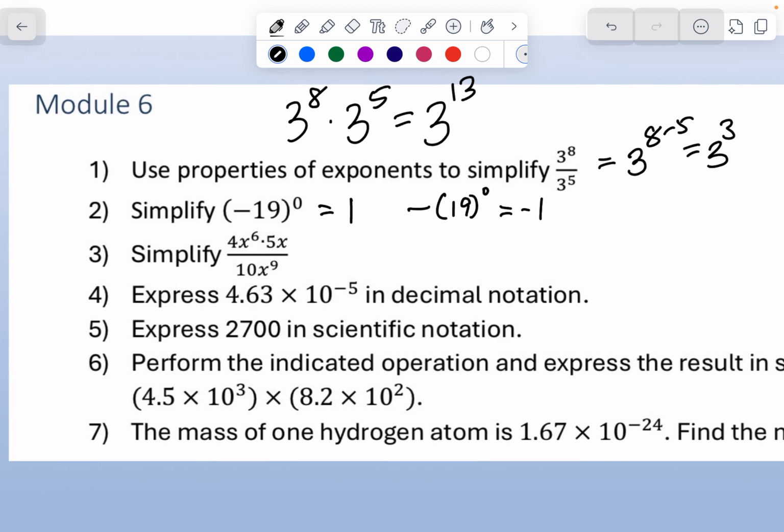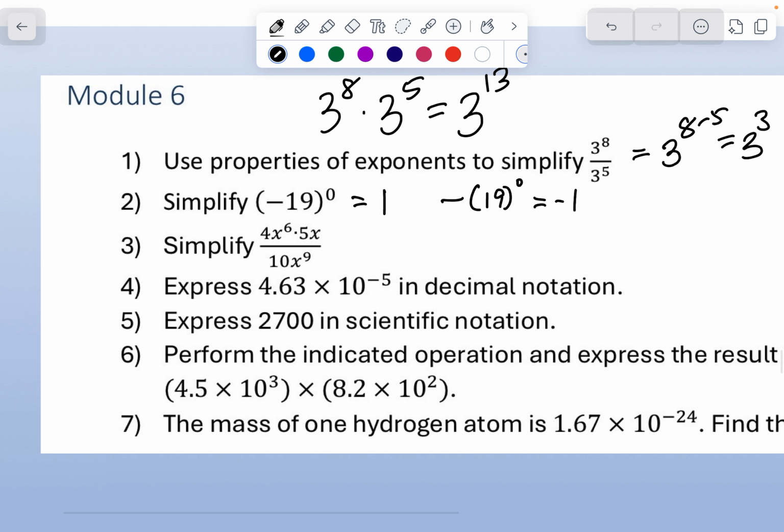Okay, let's look at number 3. Things on top, numbers, just multiply. 4 times 5 is 20. If the bases are like x to the 6th and x to the 1st, you don't see it, put a 1. You add the exponents. So keep the x, add the 7. Okay. Now, 20 over 10 is just the number 2.